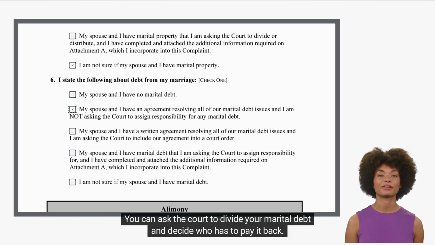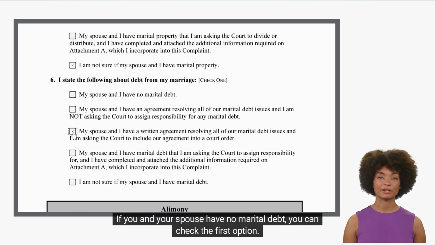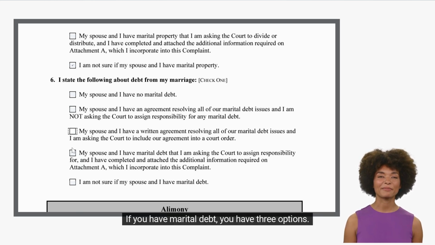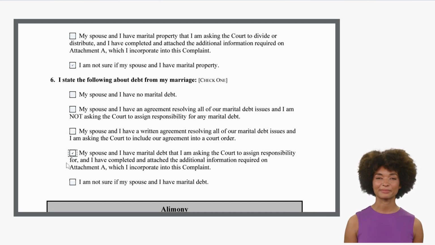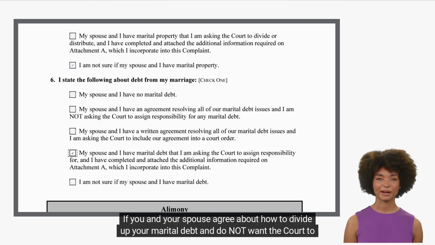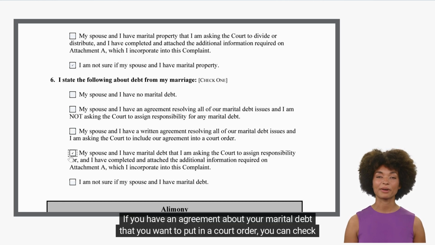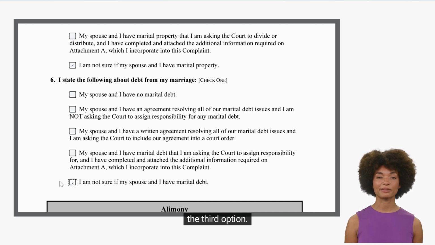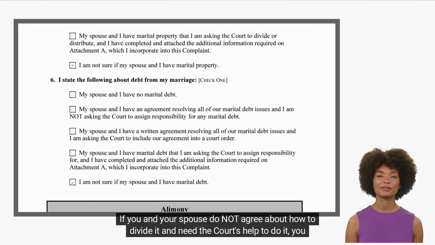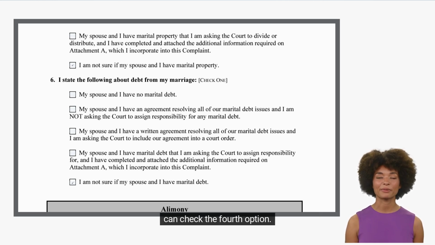You can ask the court to divide your marital debt and decide who has to pay it back. If you and your spouse have no marital debt, you can check the first option. If you have marital debt, you have three options. If you and your spouse agree about how to divide up your marital debt and do not want the court to do it for you, you can check the second option. If you have an agreement about your marital debt that you want to put in a court order, you can check the third option. If you and your spouse do not agree about how to divide it and need the court's help to do it, you can check the fourth option.